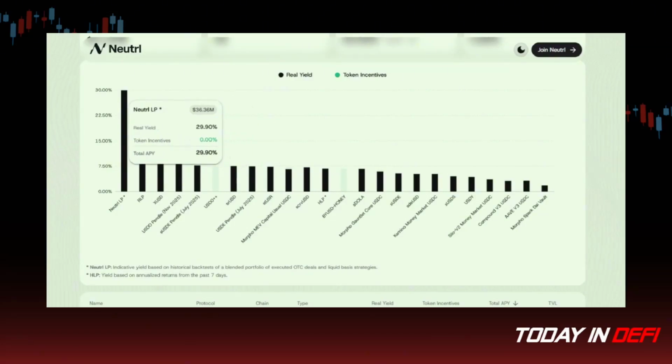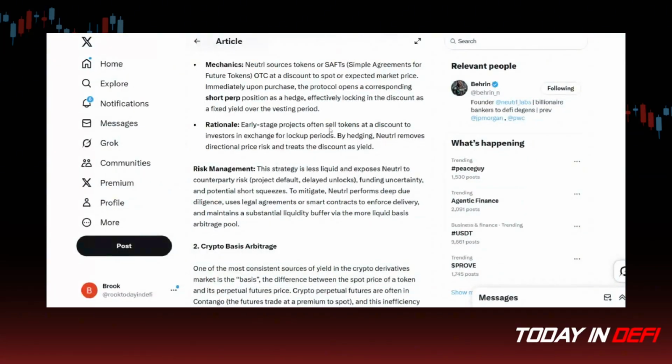Neutrl right now, with its industry network, has already acquired enough SAFT contracts to deliver 30% yield to its LPs. This is a little bit of yield comparison. However, this does come with risk.